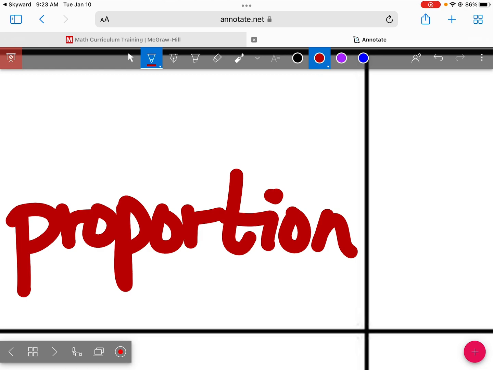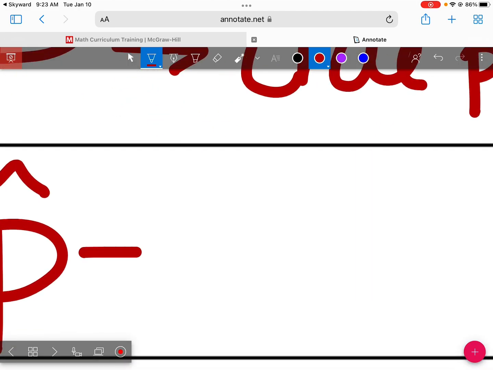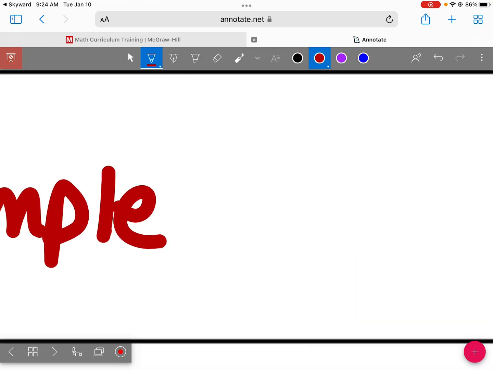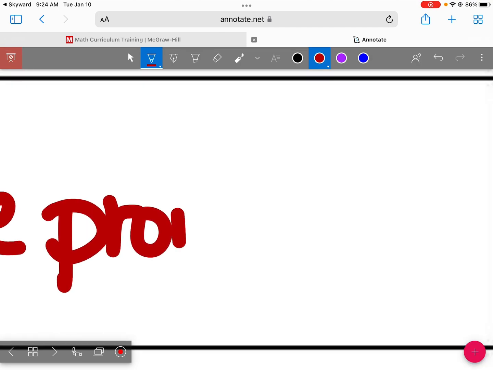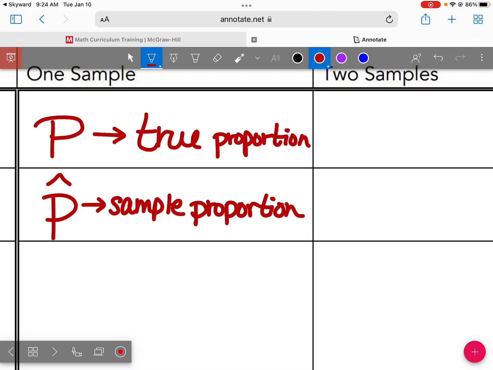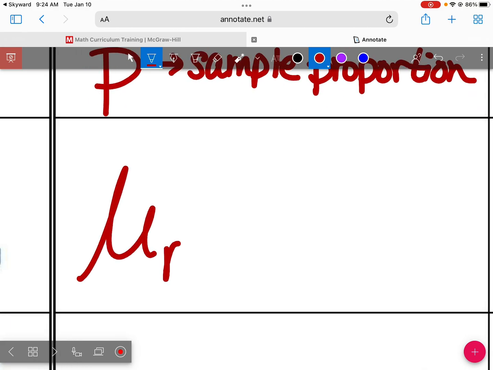So what is P hat then? We said it's our statistic. Where is it coming from? The sample. That's our sample proportion. How do I find the mean of the sampling distribution, or mu of P hat? It equals P.